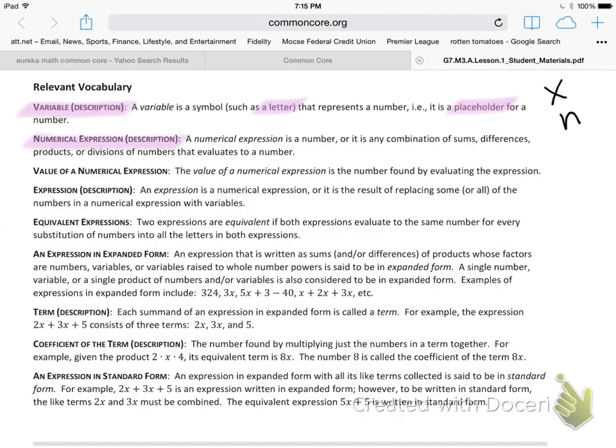Numerical expression, description. A numerical expression is a number or any combination of sums, differences, products, or divisions of numbers that evaluates to a number. The difference here is that it is without an equal sign. We don't have an equal sign when we're writing an expression.